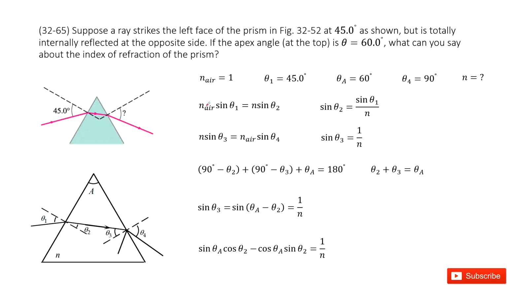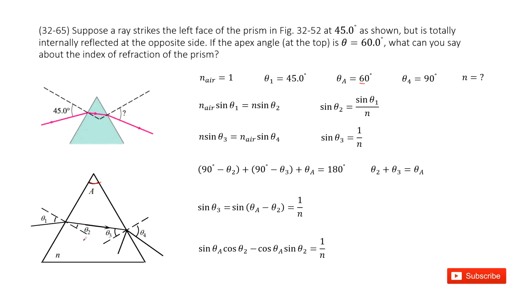Let's look at problem 65 in chapter 32. Chapter 32 is about light, reflection, and refraction. Now we look at this system. We have an object. It's a triangle, right? The angle A is theta A, which is 60 degrees.